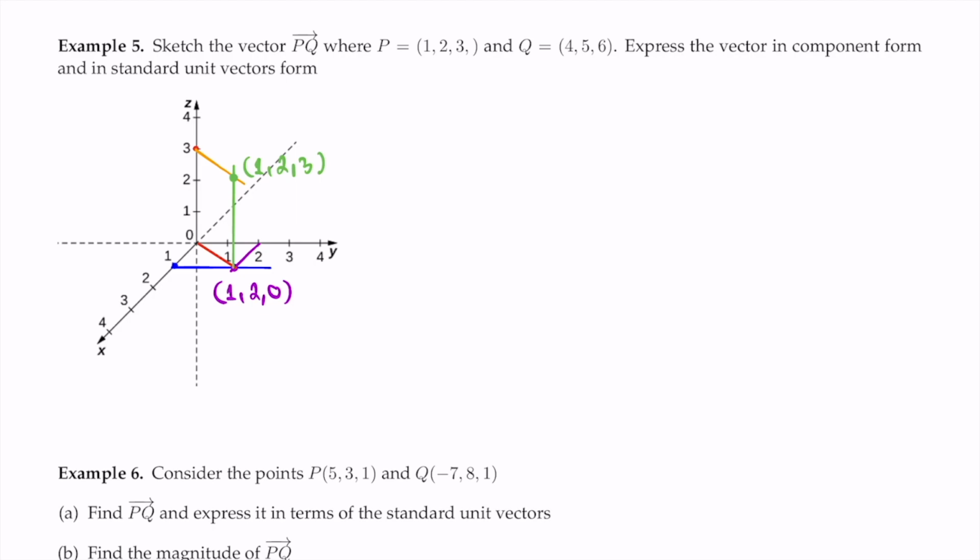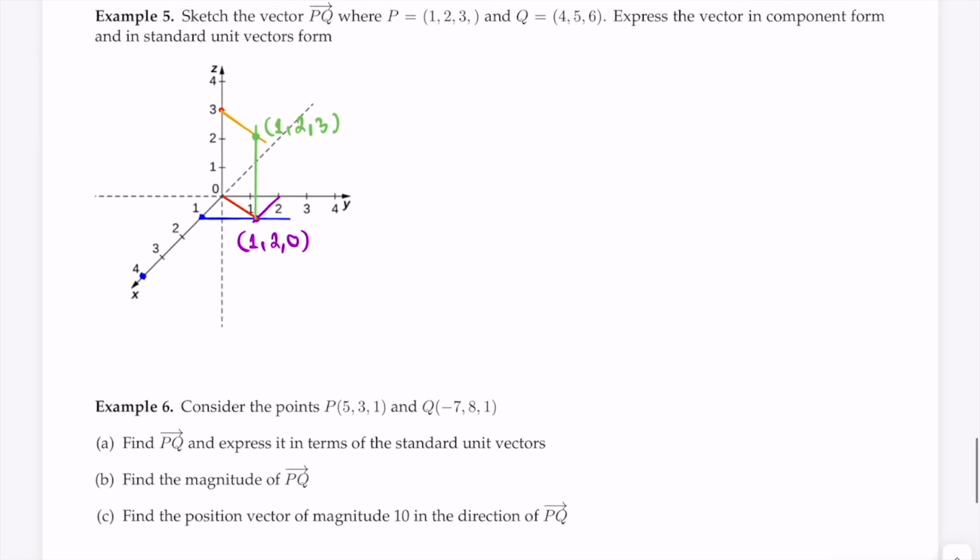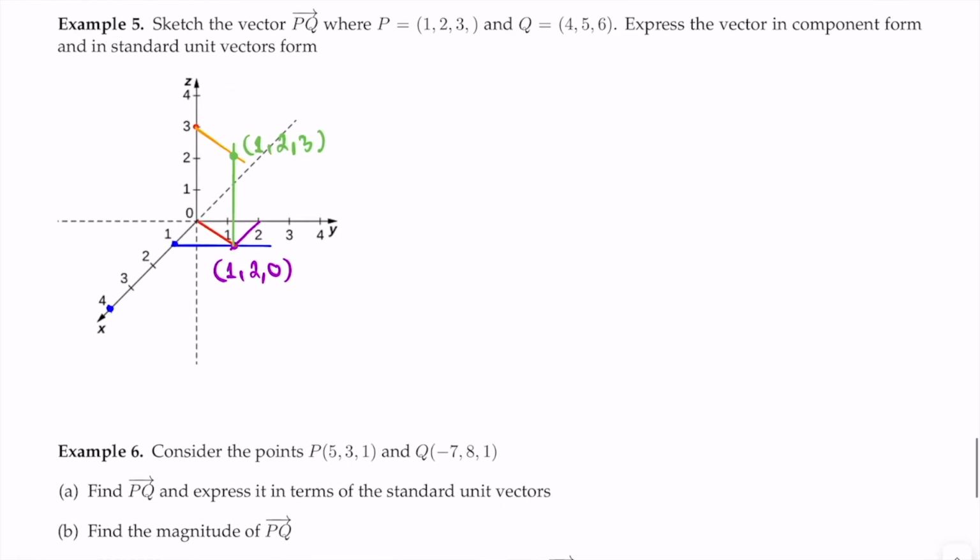So now we move on to the point Q. The point Q is equal to 4, 5, 6. Again, we are going to follow the same procedure as we have done so far. We start with x equal to 4. So from the origin, we go in the positive x direction to 4. And from there, you draw a line that is parallel to the y-axis.